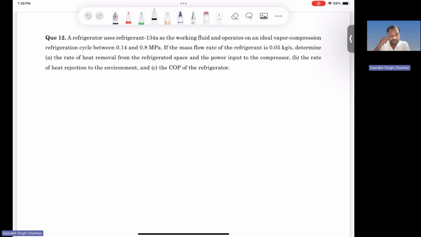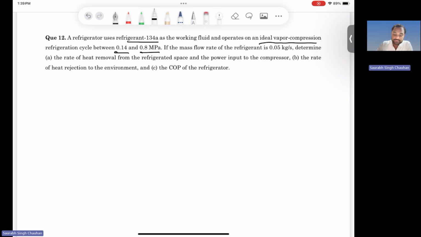Okay. Question 12 says a refrigerator uses refrigerant R134A as working fluid, and operates on an ideal vapor compression refrigeration cycle between 0.14 and 0.8 megapascal. If the mass flow rate of refrigerant is 0.05 kilogram per second, we have to find the rate of heat removal from the refrigerated space, the power input to the compressor, and the rate of heat rejection to the environment. And we have to find the coefficient of performance of the refrigerator.